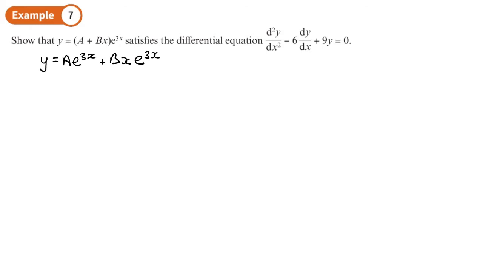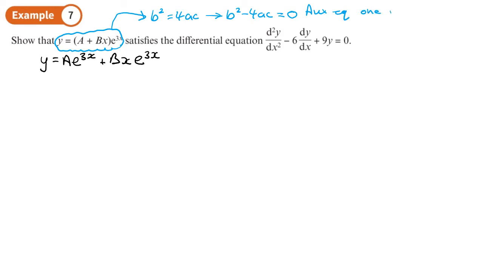Now this is not part of the question, but if you look at this and look at what it's the solution of, it's the solution when b squared equals 4ac, or when b squared minus 4ac is 0. Okay, now what does that mean? That means our auxiliary equation gave us one repeated root.